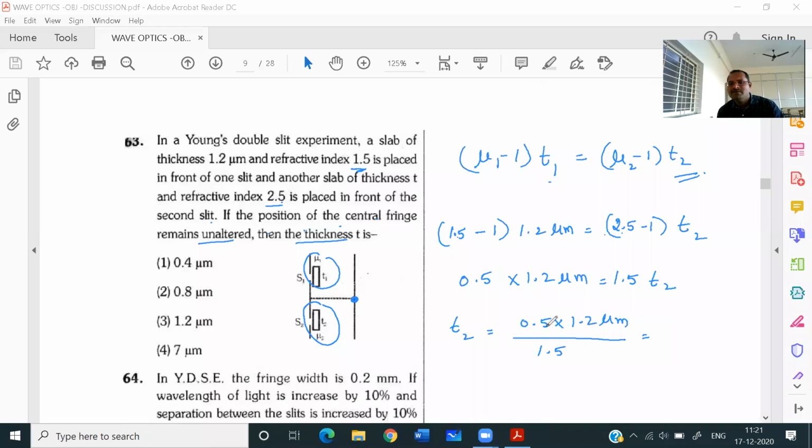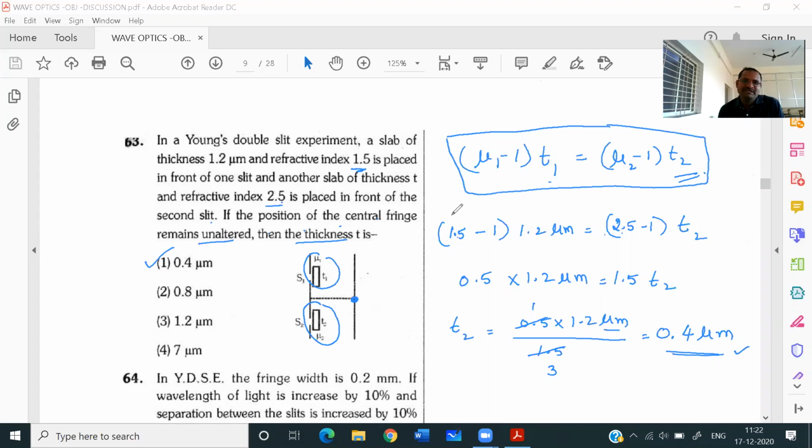So this will become how much? 0.5 times 1.2 is 0.6, and 0.6 divided by 1.5 is 0.4. The unit is micrometer. Yes, the answer is 0.4 micrometer, and the first option is 0.4 micrometer. I hope you understand this. Only the calculations you need to be perfect, whereas this concept you already know. I already explained this concept.